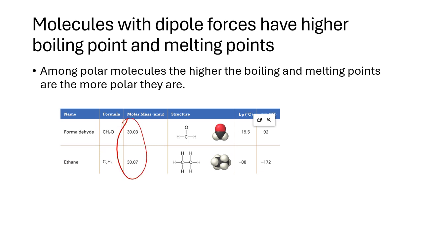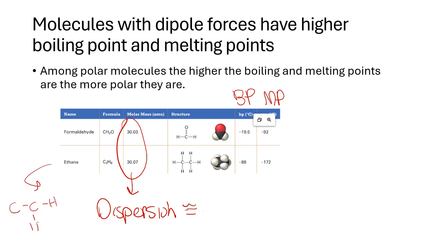Yet, if the masses are equal, meaning the dispersion forces are about equal, then the one that is dipole is going to have a higher boiling point or melting point. Hence, ethane is a nonpolar compound, but it has a lower boiling point and melting point than formaldehyde, because formaldehyde is polar. It has dipole bonds. It does not have hydrogen bonds because those hydrogens are connected to a carbon.